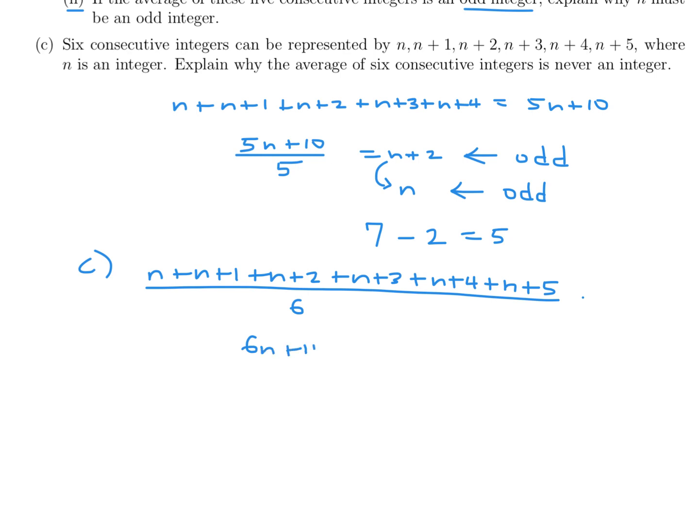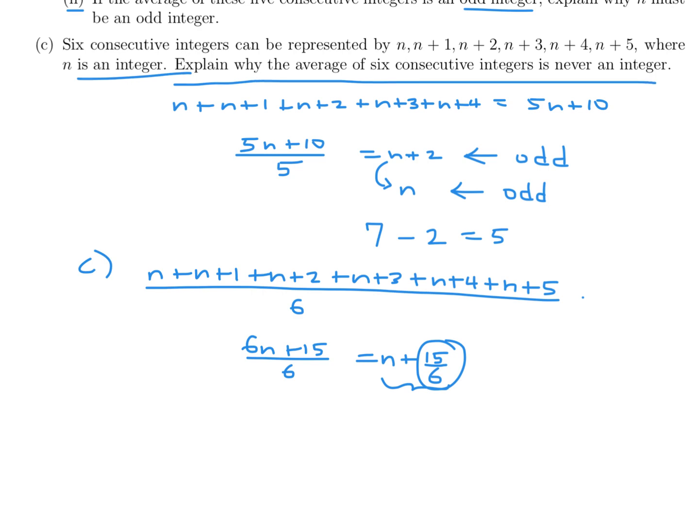And when you do, you get 6n plus 15 over 6, which is n plus 15 over 6. Now, they're saying n is an integer, so the only way this would be an integer is if this was an integer, but 15 over 6 is obviously not an integer. So since n is an integer, n plus 15 over 6 is not an integer. So that's basically the explanation. And I'm pretty sure that would be sufficient.